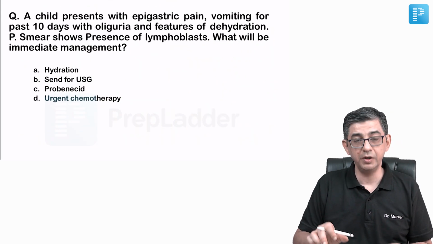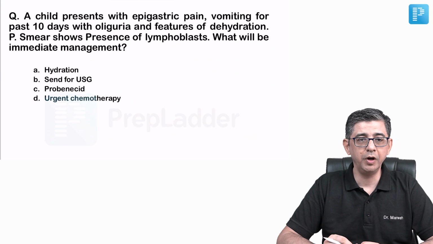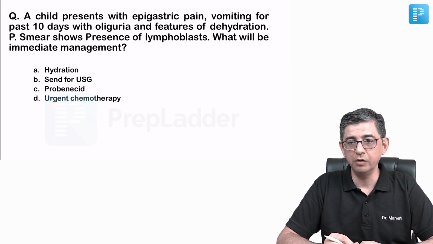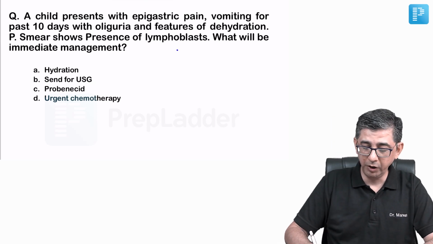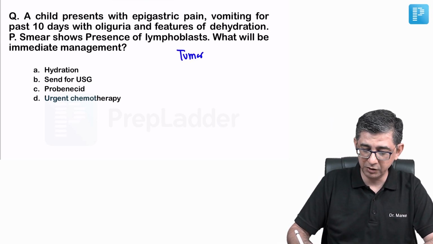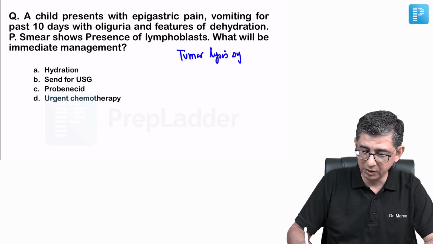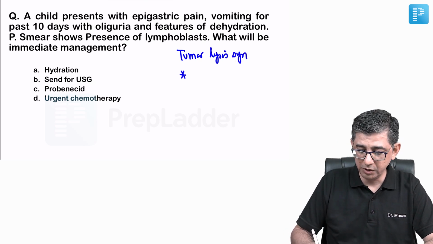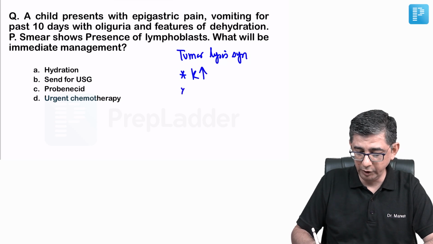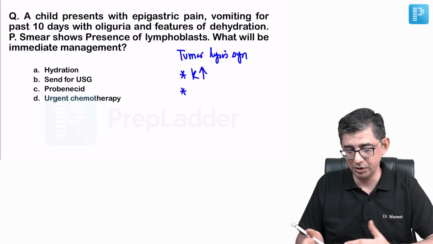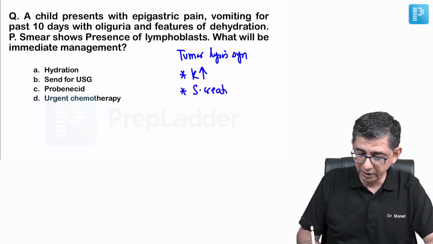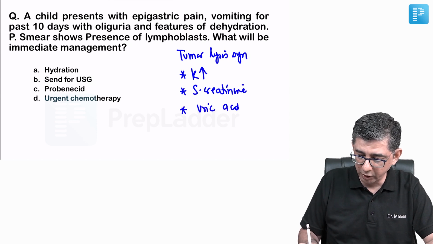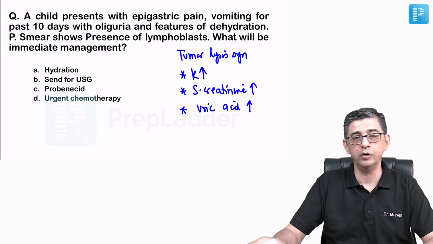So we sort the next one out. This was a kid with epigastric pain and vomiting for the past 10 days with oliguria and features of dehydration, and the peripheral smear shows presence of lymphoblasts. So the standard presentation that is given in this case is that of tumor lysis syndrome. Some people also mentioned to me that potassium values were given to be elevated. I did not incorporate that because I got that input later on. Potassium values were elevated, serum creatinine was elevated. That made my job much easier, because when you read about tumor lysis syndrome, all of these imbalances are already present.